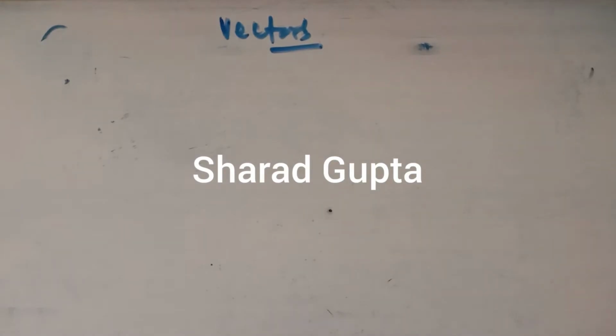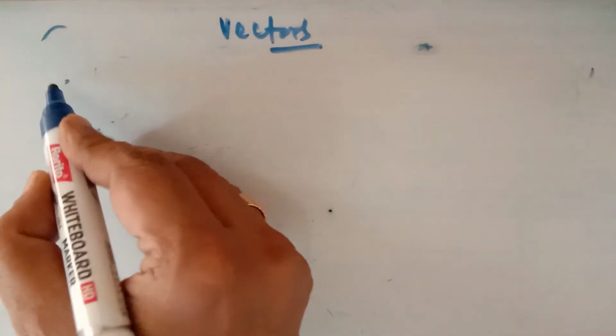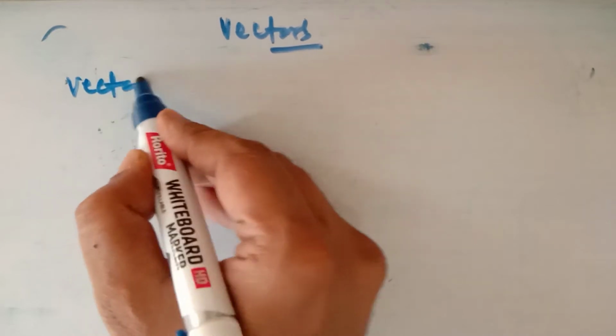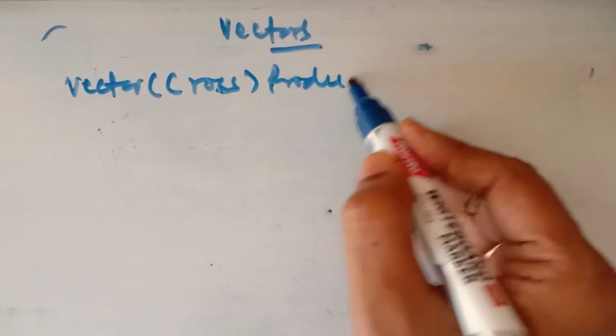Hello, this is lecture number 8 for the chapter Vectors for the class 12th. Now in this lecture, we'll discuss the vector product of two vectors, or the cross product of two vectors.